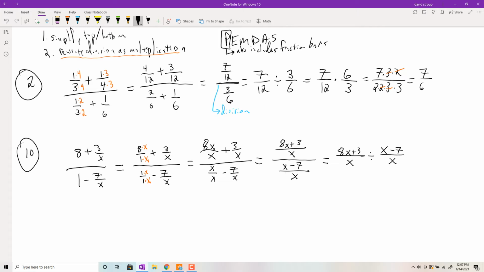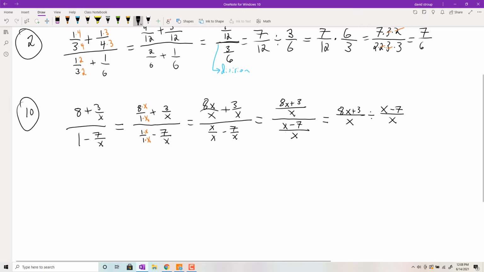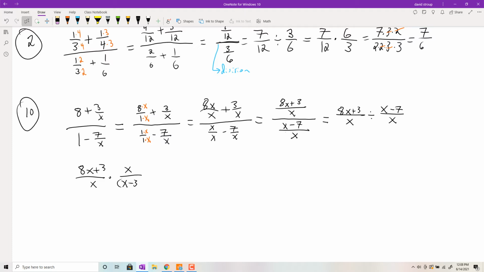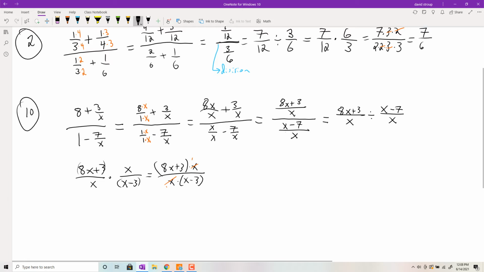And then finally, you could rewrite it as multiplication. So 8x plus 3 all over x times x all over x minus 3, and we have those as sort of independent factors. So 8x plus 3 times x all over x times the x minus 3. You can then see there's a common factor of x in the top and bottom, so I can remove those, kind of replace them with 1s. And then finally, all I have left is the factor of 8x plus 3 in the numerator and the factor of x minus 3 in the denominator.